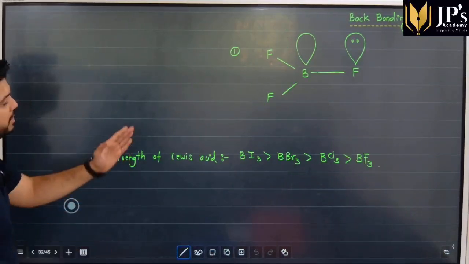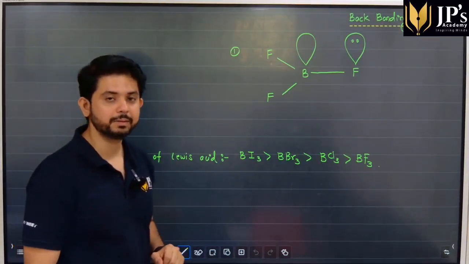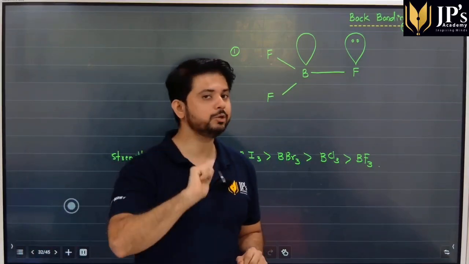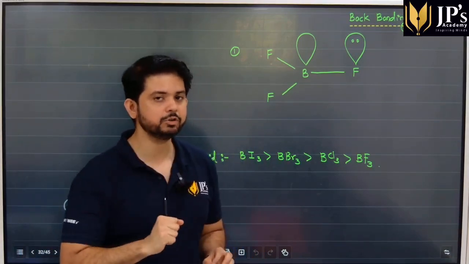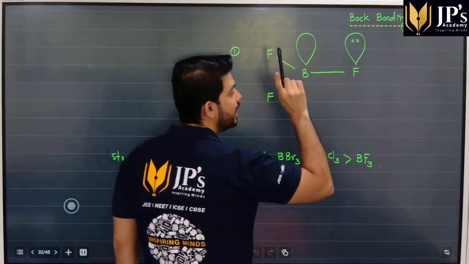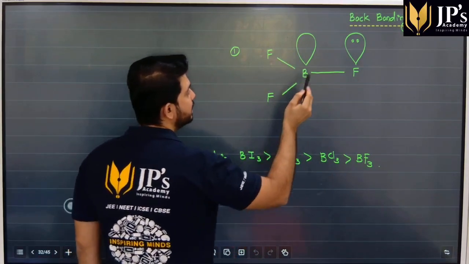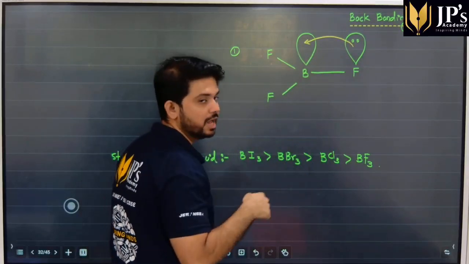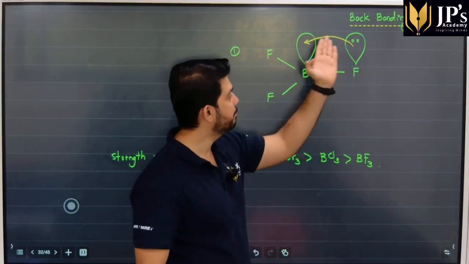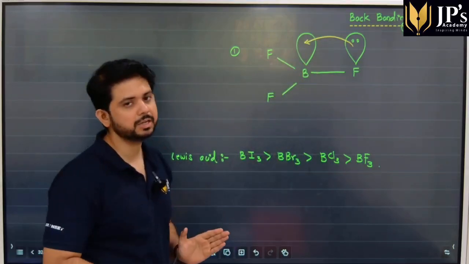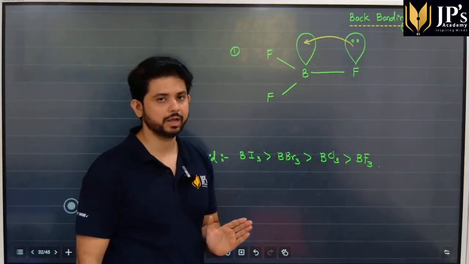Next, students, we have the phenomenon called back bonding. If you remember, BF3 was sp2 hybridized with an incomplete octet. But here, in the empty, unhybridized 2pz orbital, boron borrows electrons from fluorine. This phenomenon is called back bonding. Because of this, there is a partial double bond character between boron and fluorine.